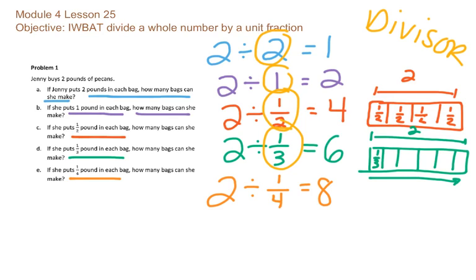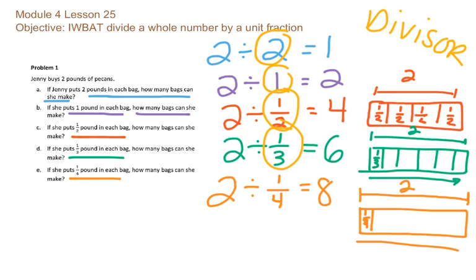And here's what it looks like. We know that the dividend, or the whole, is 2. And what we want to do is make these pieces of 1/4. How many of these 1/4 pieces will we end up having? And the answer is going to be 8.